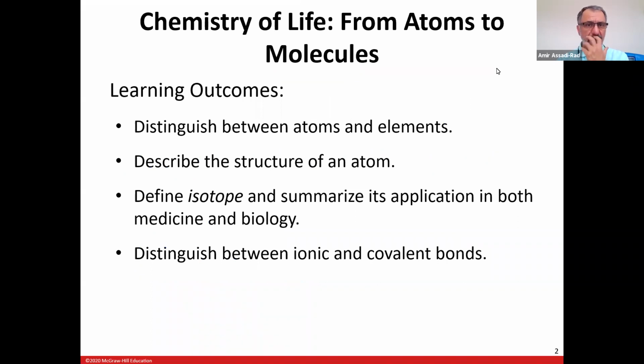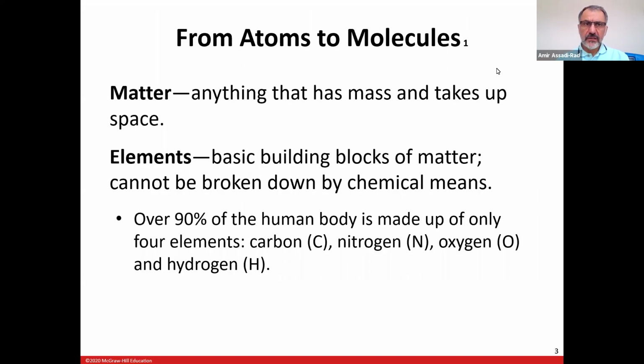Okay, the learning outcomes: make sure you know how to distinguish between atoms and elements. Atoms are the smallest parts of an element. And then atoms are made up of electrons, protons, neutrons, all of that. So we'll talk about this a little bit today.